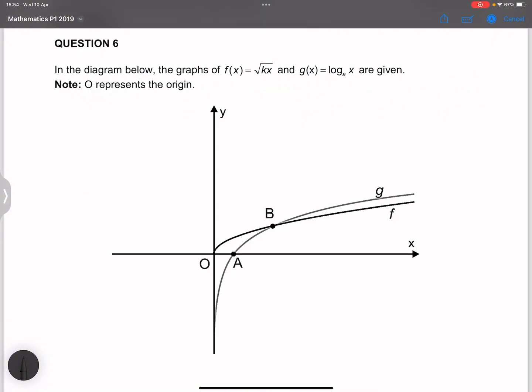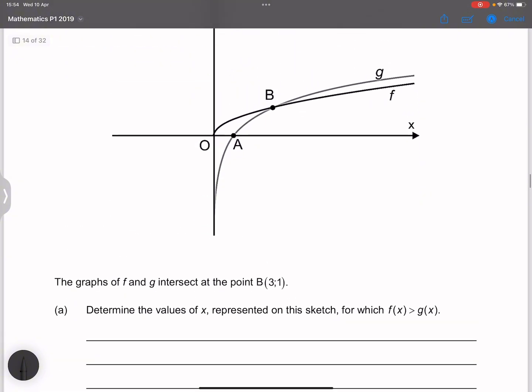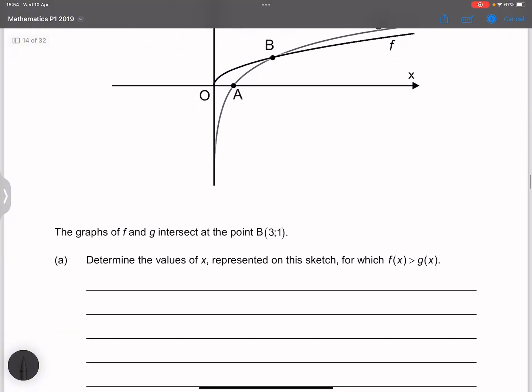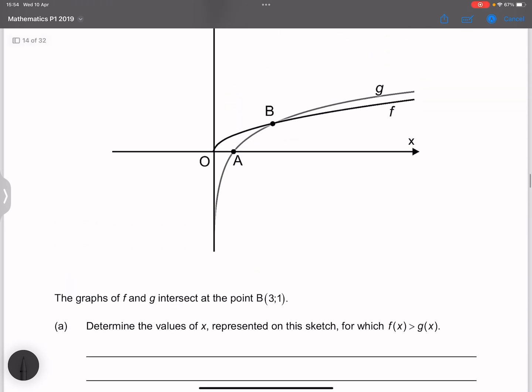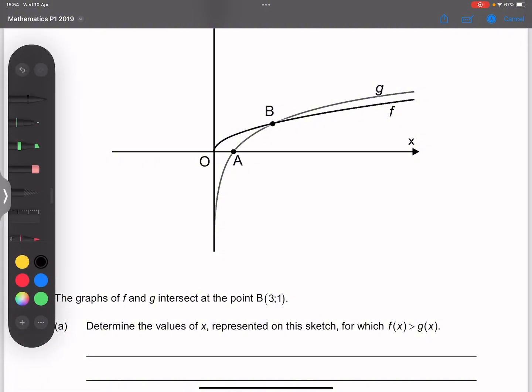Question 6, they say in the diagram below, we've got the graphs of f of x, which is equal to the square root of kx, and g of x, which is the log of base a of x, and these are given. They say note O represents the origin, right? Now, we're given those two graphs, f and g. They say the graphs of f and g intersect at the point 3 and 1. So I'm going to label that point. I think it would be nice if we did that. So we know this point here would be where x is 3 and y is 1.